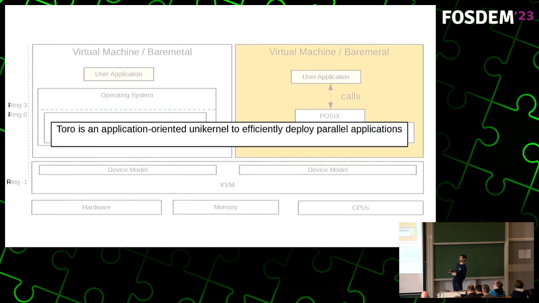So in this context, what is Toro? It is also a unikernel. It's an application-oriented unikernel. And the idea of Toro is to offer a dedicated API to efficiently deploy parallel applications. In the case of Toro, it's not POSIX compliant. It means that even if the names of functions like sysopen, sysclose, and so on are more or less the same, the semantics of these functions are slightly different. So I would not say that it's POSIX compliant in that sense. And I will explain that later.